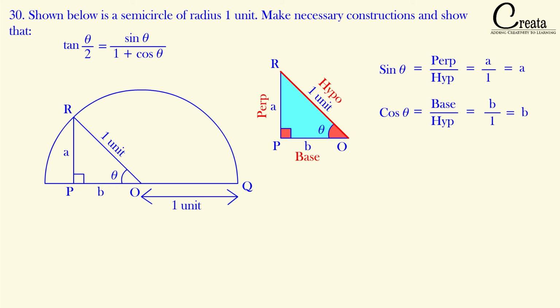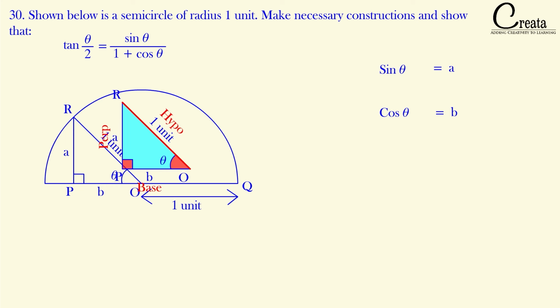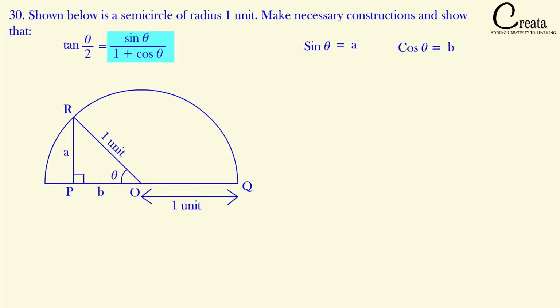We got the value of sin theta as A, we got the value of cos theta as B. Let's put it into the right hand side of the equation.